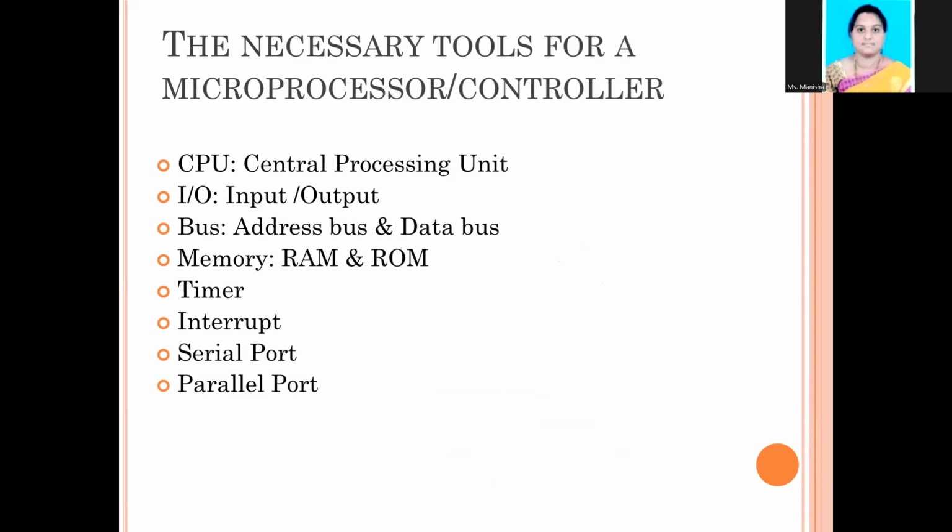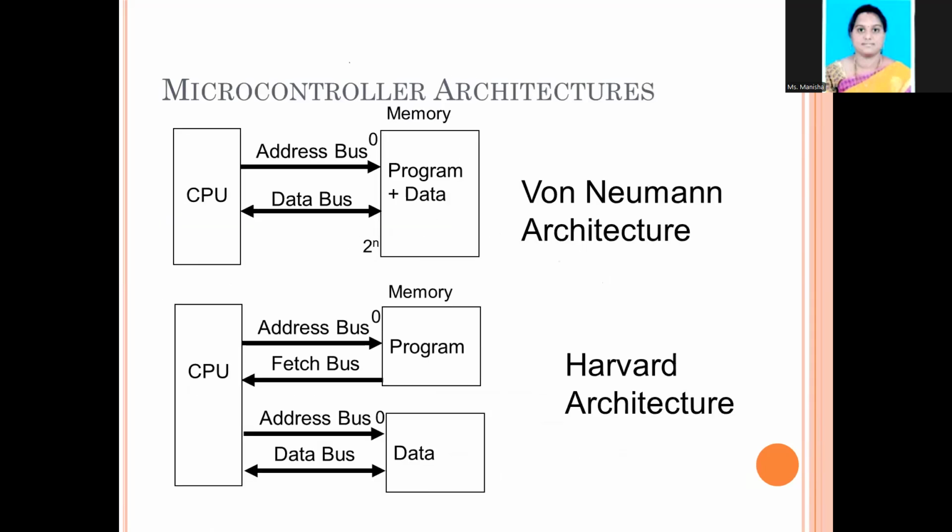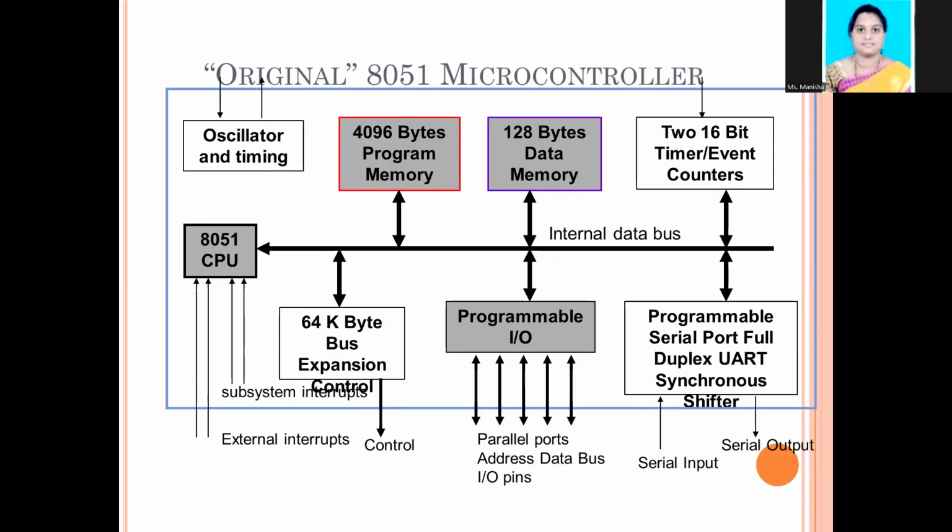So the necessary tools for microprocessor and controller: CPU, input output, address bus, data bus, RAM and ROM, timer, interrupt, serial port, parallel port. If it is compared with the microcontroller architecture, it is categorized into 2 architectures: von Neumann architecture and Harvard architecture. In von Neumann, the CPU, address bus, data bus are shared with program plus memory. In Harvard architecture, the CPU, address bus, and data bus are separate for program and data.